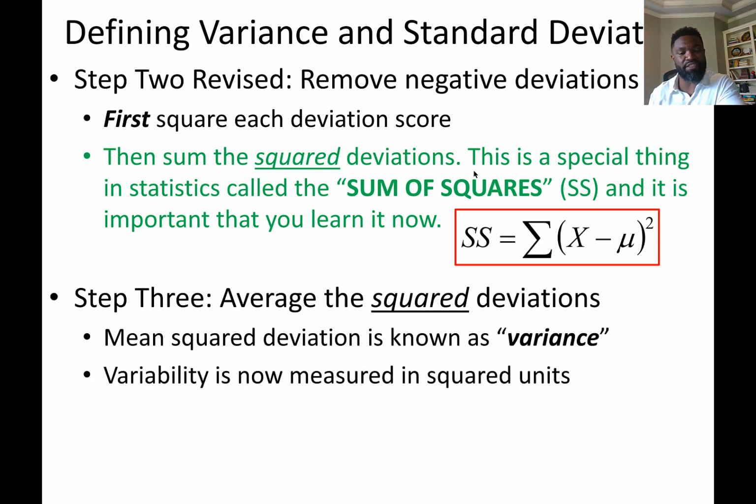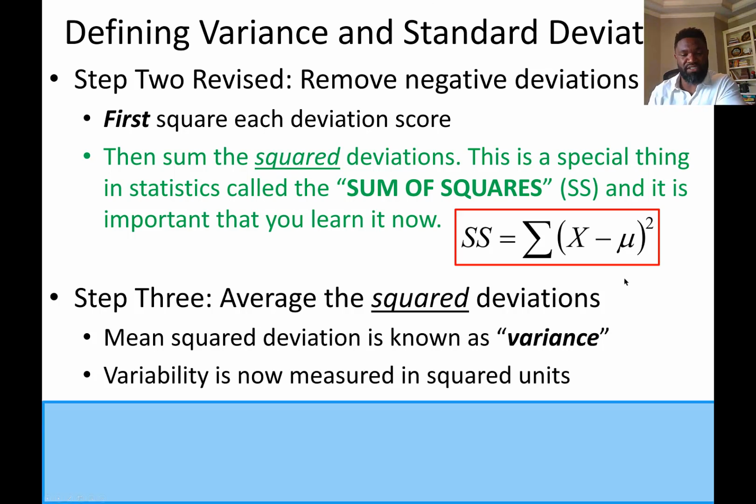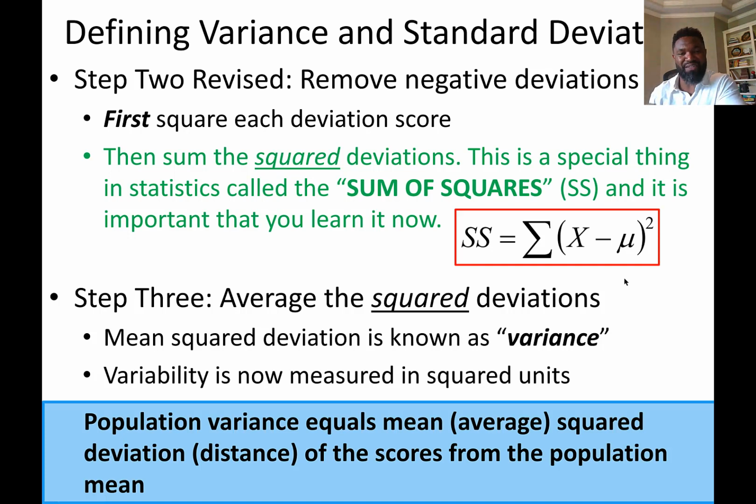Right now, at this point, variability is measured in those squared units that I talked about, because we put those squares up there. That's fine. We can deal with that by saying that population variance equals the mean, or the average, squared deviation of the scores from the population mean. That's pretty much all you have to do to understand it conceptually. It's important that you understand this at a very deep level, in terms of how these things got there and why we use them and why they matter.